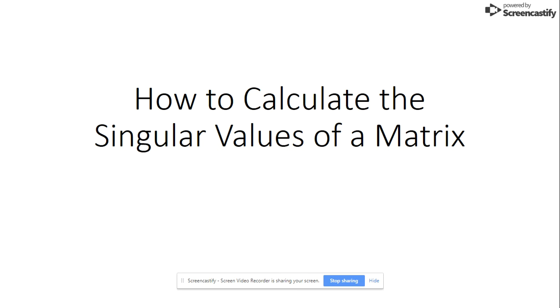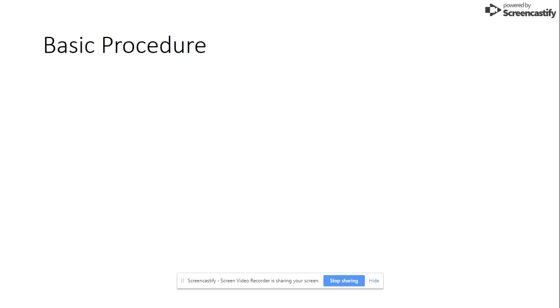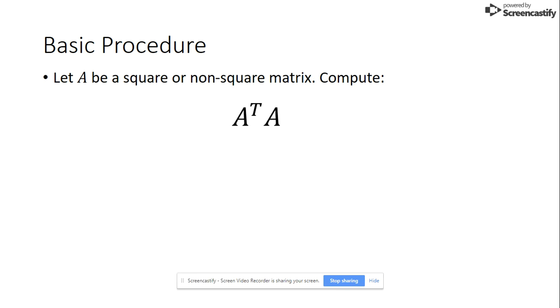In this video, we're going to run through how to calculate the singular values of a matrix, and this is actually really quite simple. So we'll start by going through the basic procedure, and then we'll run through a worked example. So let's imagine we've got a matrix A, and that matrix is a square or a non-square matrix.